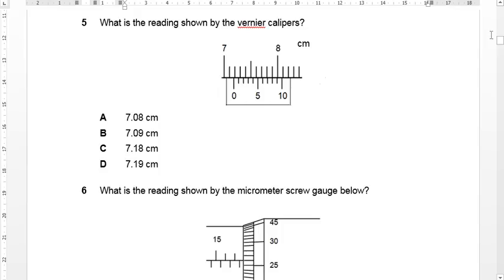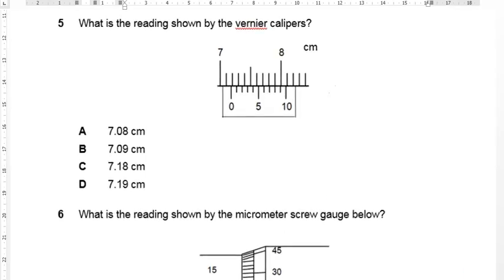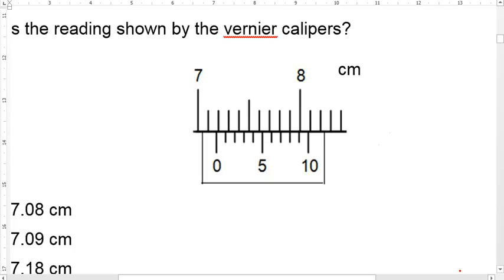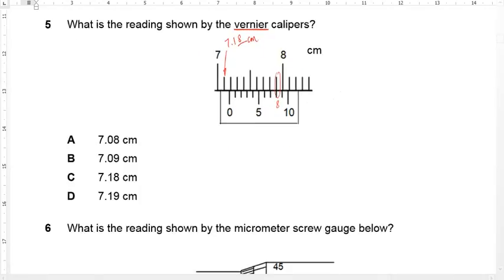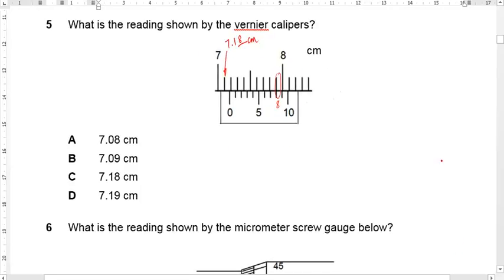What is the reading shown by the vernier calipers? How do we do it? First, we find this 0 mark, right? We need to read this value. This is 7.1 something. So we need to find the something. Over here, 5, 6, 7, 8. So 7.18 cm. So answer C.